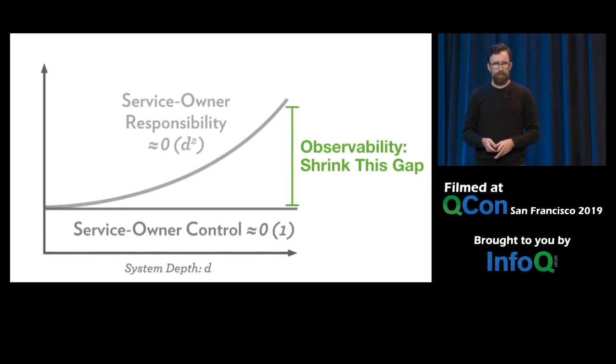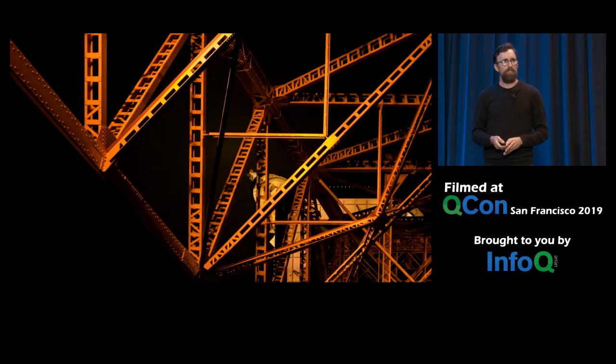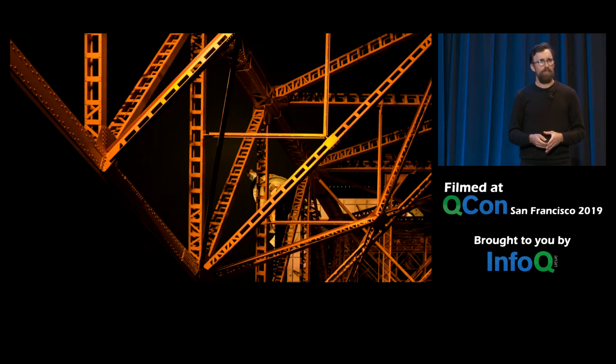So the idea is that observability will be able to shrink this gap between the scope of our responsibility and the scope of our control. And traces can provide something pretty fundamental. They can provide the backbone for some sort of much more rigorous and automated process of observing and understanding our systems.